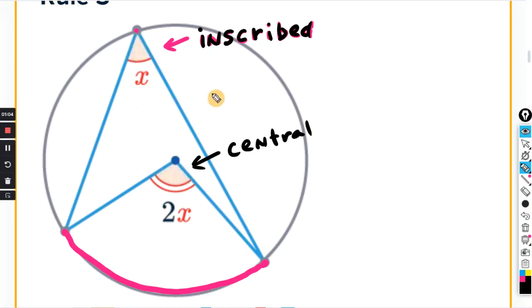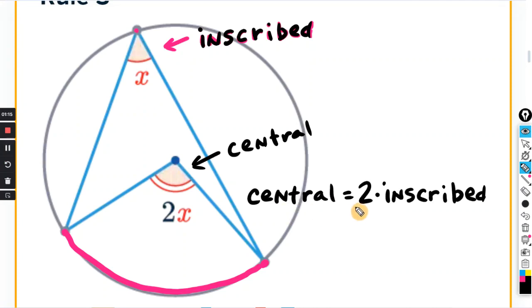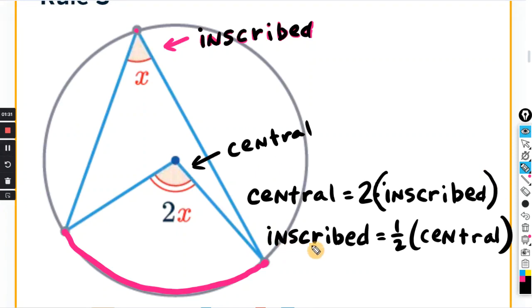So if the central angle and the inscribed angle intercept the same arc, the central angle is going to be 2 times the inscribed angle. And if you want to look at it another way, the inscribed angle is going to be half of the central angle. So the inscribed is half the central angle. This is really the same formula, just written in a different way, but this is what you need to know for this exercise.